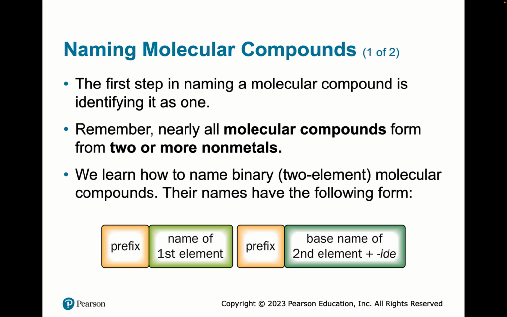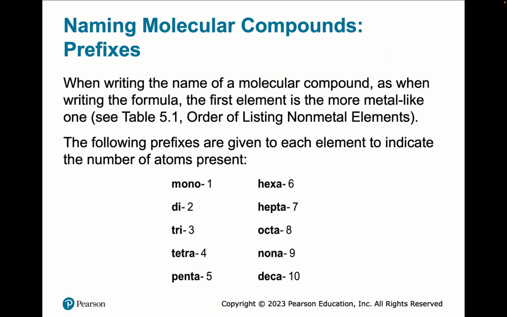The way we name them is we have a prefix that indicates the number and the name of the first element, then the prefix and the base name of the second element plus IDE. So similar to the ionic compounds. And if the first element has 1, we typically drop the mono prefix. So here are the numbers. 1 is mono, 2 is di, 3 is tri, 4 is tetra, 5 is penta, hexa is 6, hepta is 7, octa is 8, nona is 9, and deca is 10.